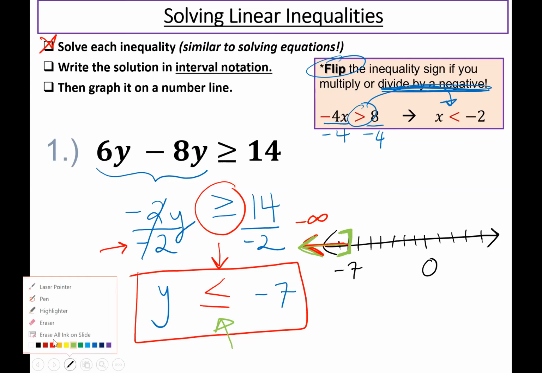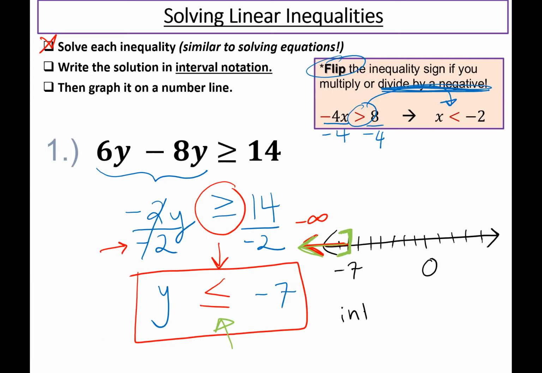Now my interval notation would look like this. It would start with parentheses, -infinity, comma, -7. And based on my number line here and based on this equal sign under my inequality, I need a square bracket around the -7. So parentheses, -infinity, comma, -7, close bracket. So one more time, parentheses, -infinity, comma, -7, square bracket. Sometimes I'll say closed to refer to the square brackets or open to refer to the parentheses.